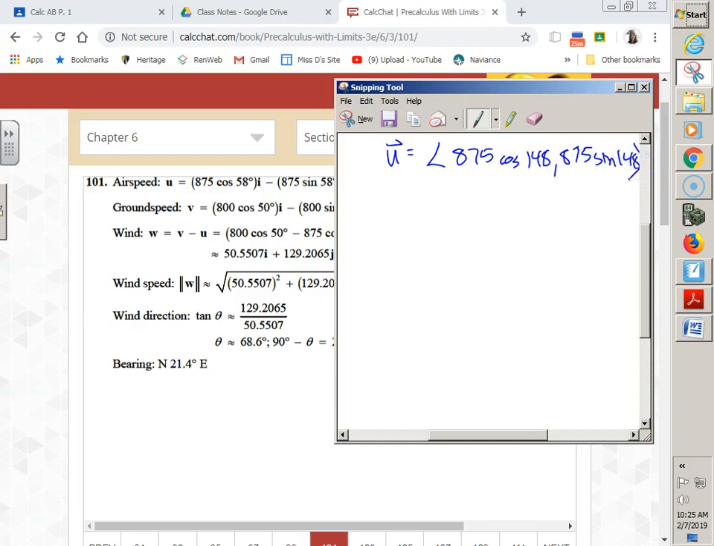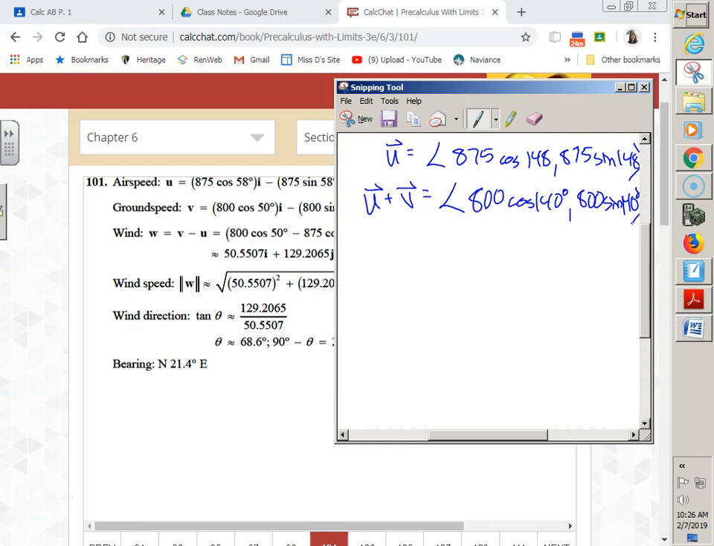Then you could have done the wind. Oh, they didn't do the wind. Is that what's missing? Oh, you don't know the wind. Okay. Then you have the ground speed, which would be the U plus the V. Ends up being, I'll get back to it, hold on. Would be 800 cosine of 140, 800 sine of 140.